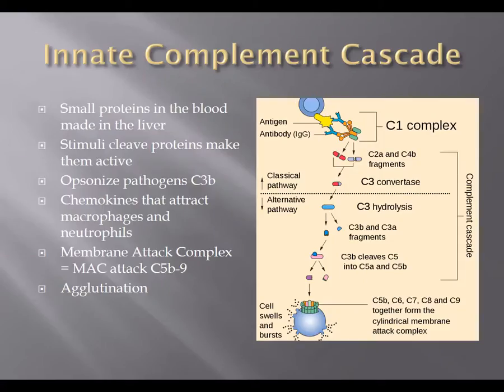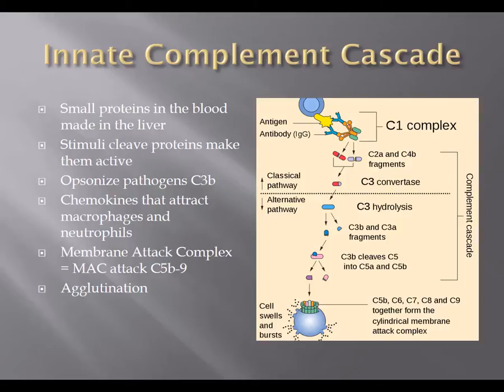The complement system is part of the innate immune system, but it can also be called upon by the specific immune system to aid in that aspect of immunity. Complement consists of a number of small proteins, most of which are manufactured in the liver. It accounts for about 10% of the globulin fraction in the blood.